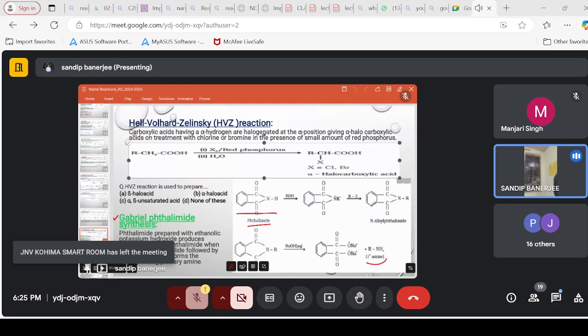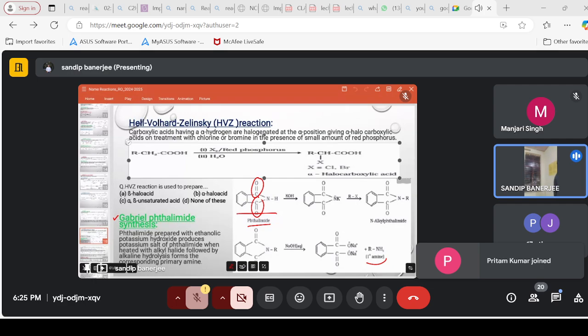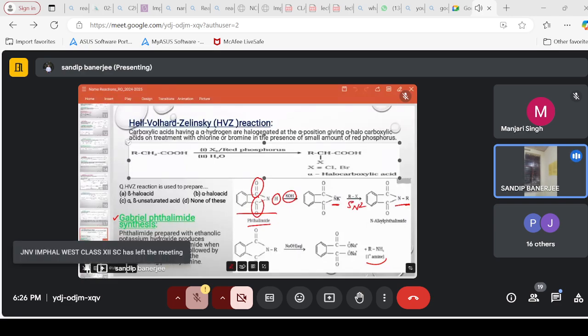Whenever this phthalimide, due to these conjugated COs, strong minus R operation, this hydrogen becomes sufficiently acidic. So whenever you are treating with base, you will get this kind of system. And in the SN2 reaction, you will get this one. And finally, in the hydrolysis, you will get your 1 degree product. So students, do not be frightened about it. You only have to write phthalimide, then KOH, RX, hydrolysis, the final product. Don't go with the step-by-step formation. So this reaction, Gabriel phthalimide synthesis, is important for the formation of 1 degree amine.